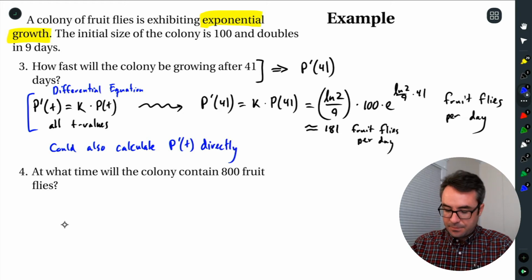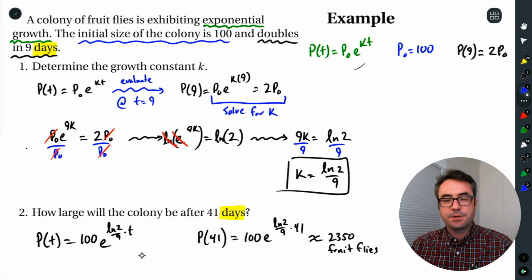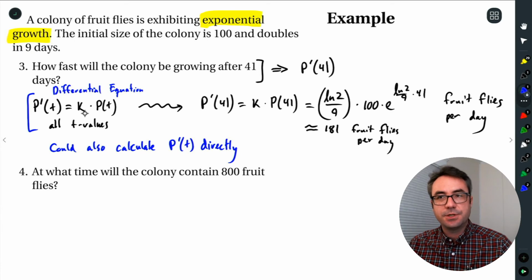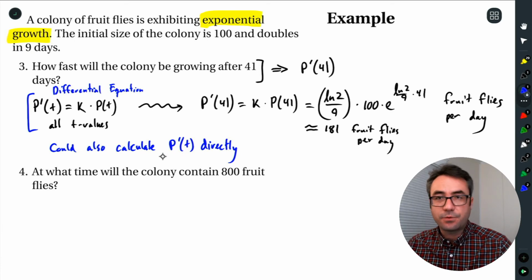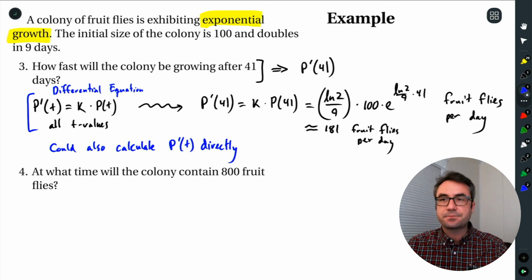So just going back, we have this exponential function. Just use some chain rule to calculate the derivative. Another way to do it. So if you didn't want to rely on this differential equation, you could just calculate the derivative directly using the chain rule. Perfectly fine. You get the same answer.